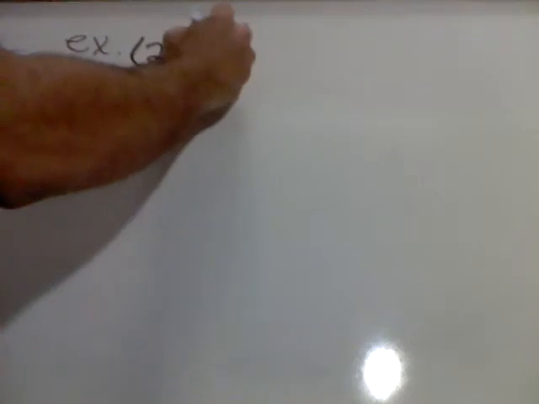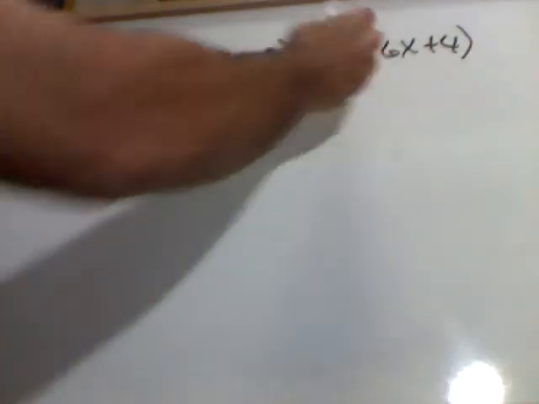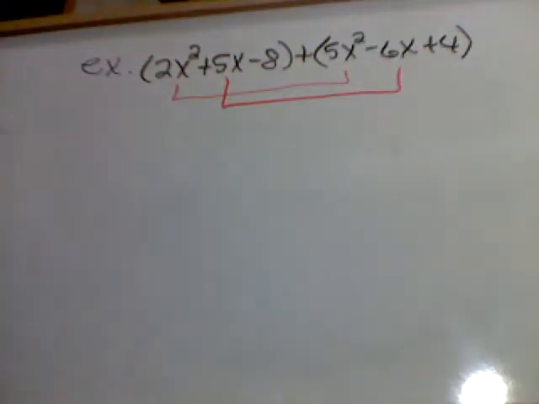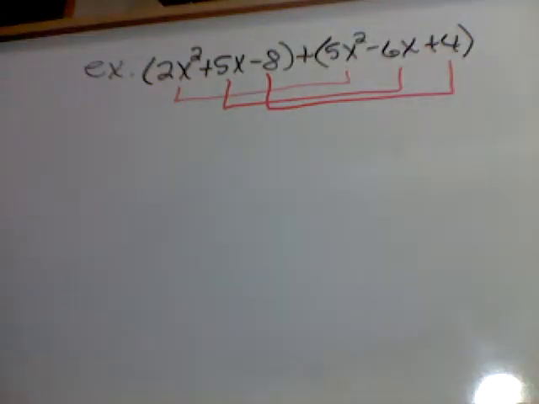First example, we're going to add 2x squared plus 5x minus 8. I'm going to add that to 5x squared minus 6x plus 4. Okay, since I'm adding, I don't have to worry about distributing anything through these parentheses, so I'm going to combine like terms. First set of like terms are the x squareds. Second set of like terms are the x's. And then finally, my last set of like terms are the numbers.